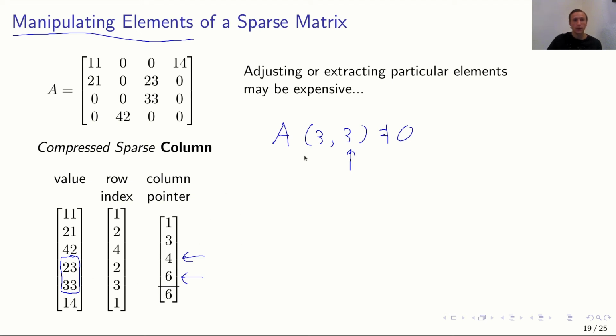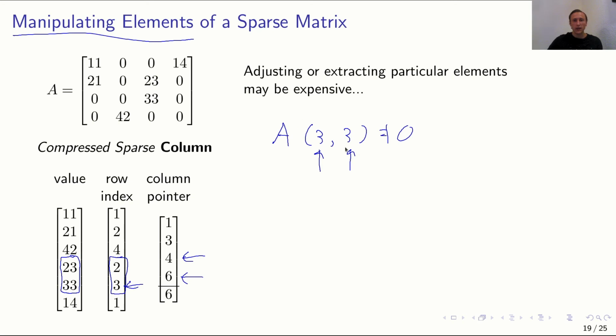However, at this point, we need to look through the third row, whether this value is actually non-zero. And if so, change it to this value of 10. But that means that we have to look through this entire column within the row index to find the value 3, and then adjust the value within the value array accordingly. Now in this case, our column has just 2 non-zero elements, so it's not a big deal. But of course, for very big matrices, this is going to be quite an expensive operation.